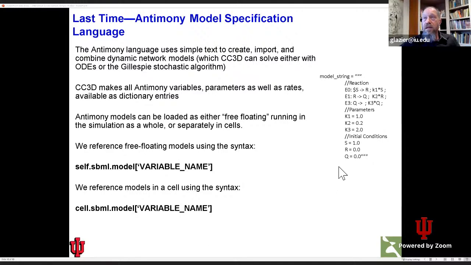In the old days, antimony was case insensitive. Now, like Python, it's case sensitive, so you have to watch out for case. If you have long names, it's very easy to have one lowercase letter, and that can cause a mess.